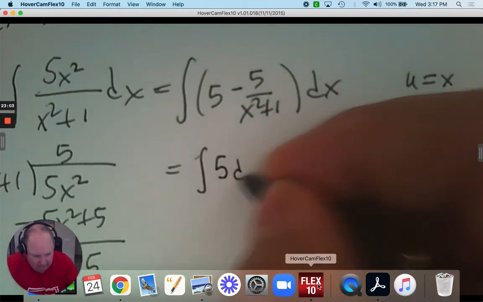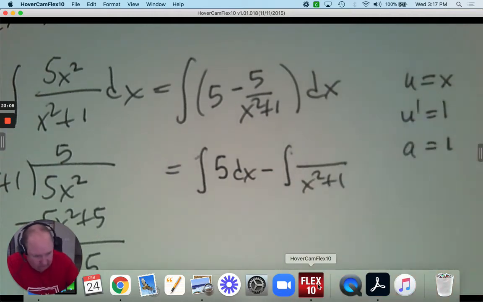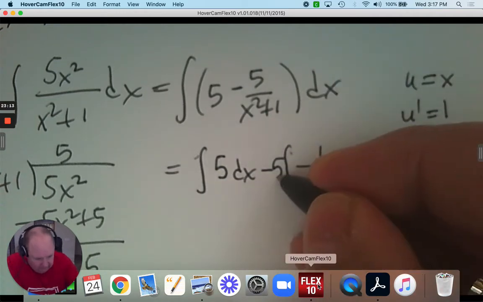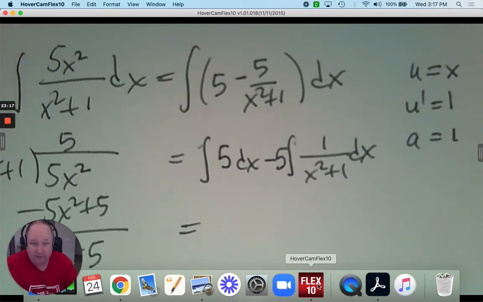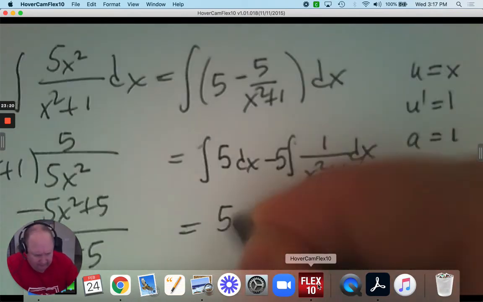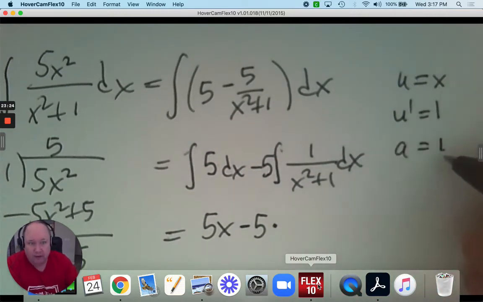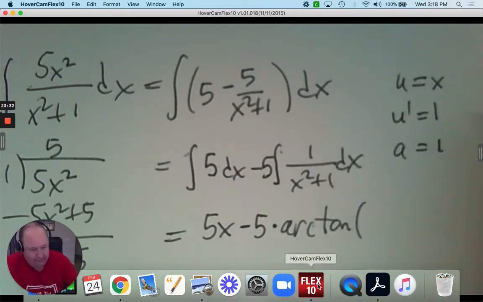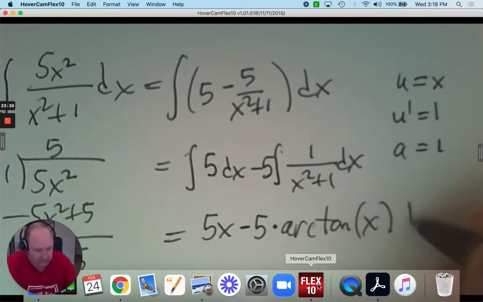So we have the integration of 5. I'm going to separate it. I have the integration of x squared plus 1. The hook should be 1. So I need a 5 in front so it stays the same. And then we just integrate it. So the integration of 5 is 5x. This is going to be arctan. So it starts with 1 over a. Well, 1 divided by 1, so it doesn't affect it. Arctan, and then u over a. Well, x divided by 1 is just x, and then the constant.